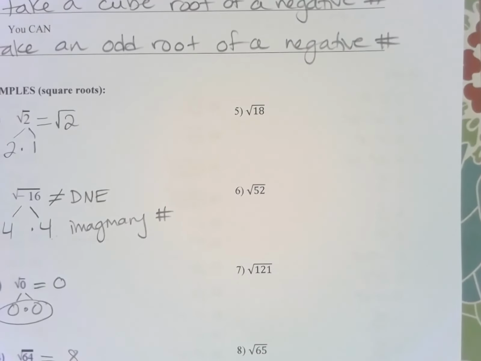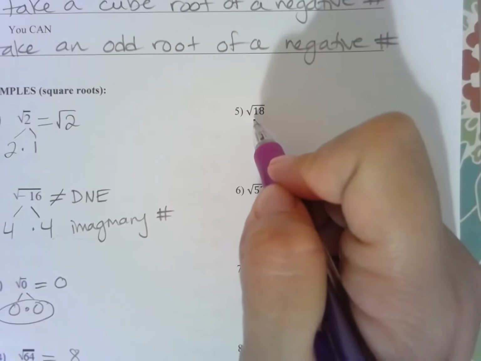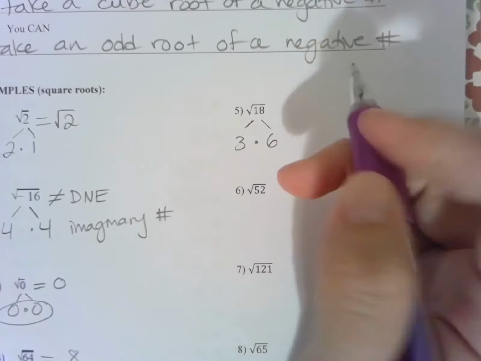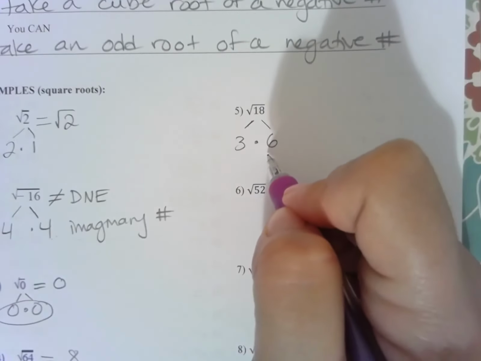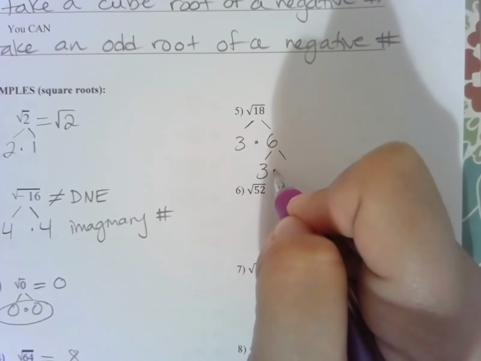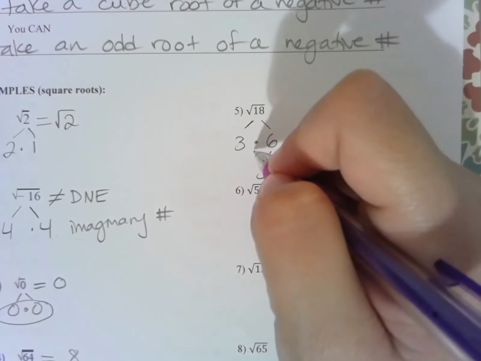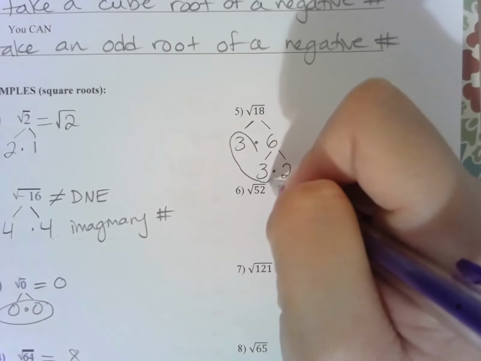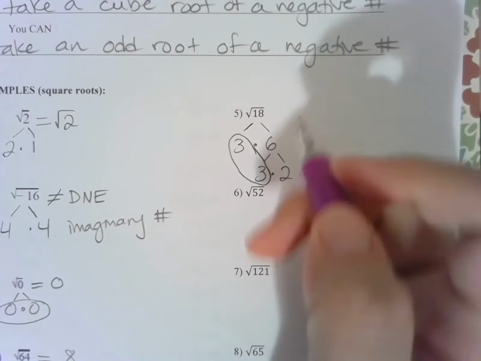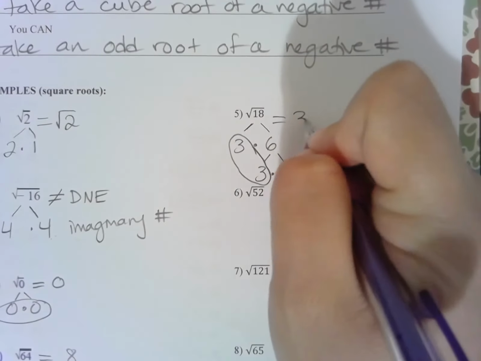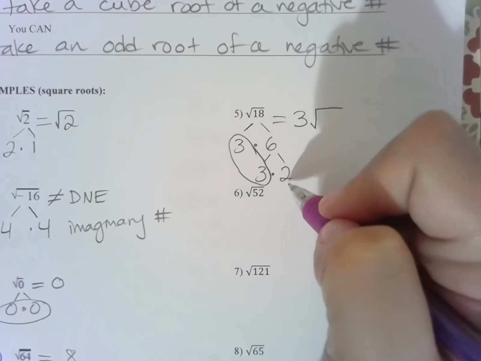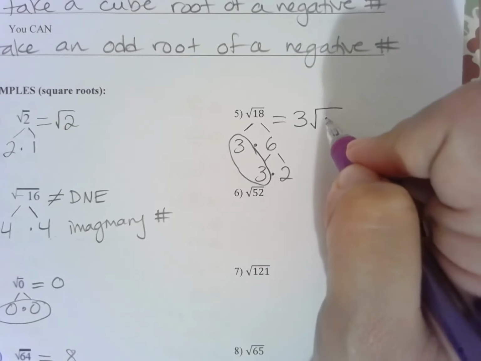Okay, number 5, 18, we want to first do a factor tree. So 3 times 6. And we want to break it down so that we remember we have groups of 2. And I'm going to break 6 down into 3 times 2. If I look, I actually have a group of 2 right there. And that group of 2 consists of 3. So what happens is we take out the 3, and the 3 is going to be on the outside of the square root of the radical. And the 2, since it's all by itself, it's going to stay inside.